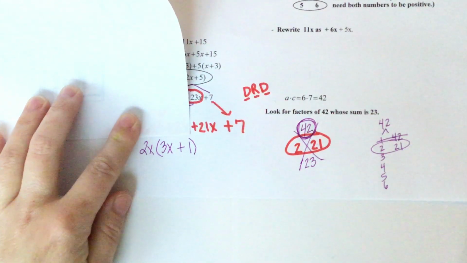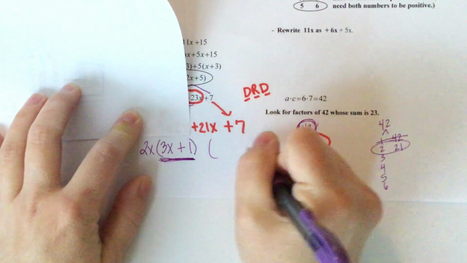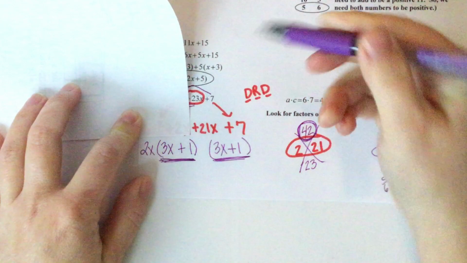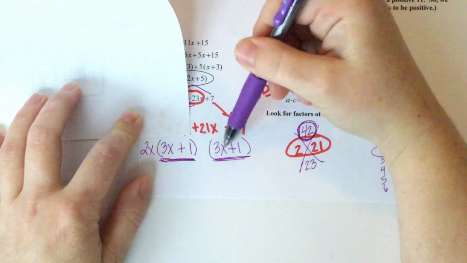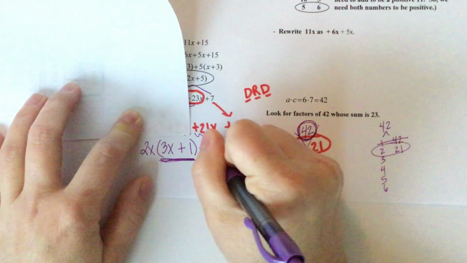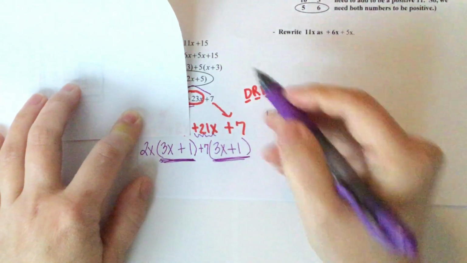But this is when I taught you how to cheat. Remember, whatever you write in this set of parentheses, you get to write in this set of parentheses. Always just copy it over. Now you can come back and figure out the GCF. What times 3x would make 21x? A positive 7. So 7 times 3x is 21x, and 7 times 1 is 7.